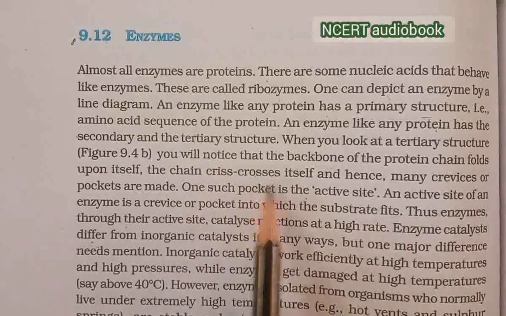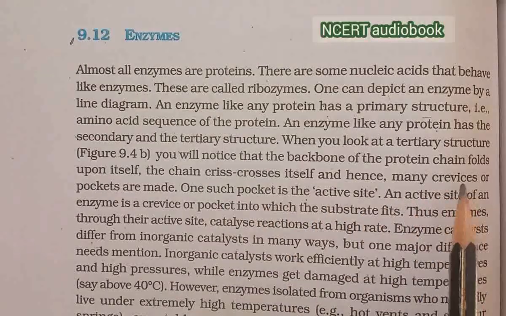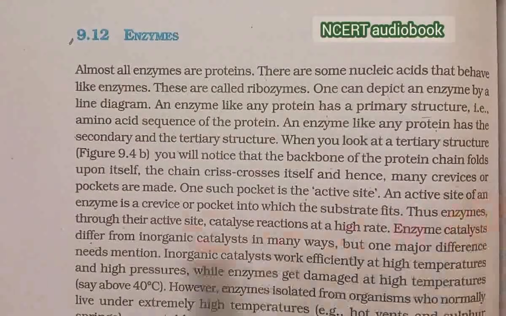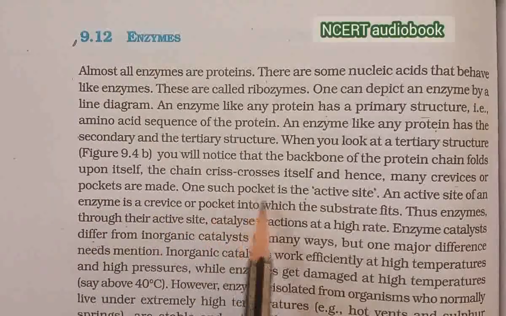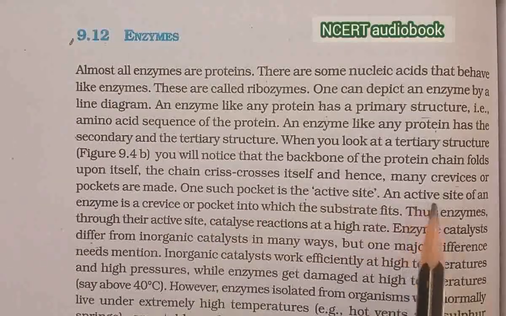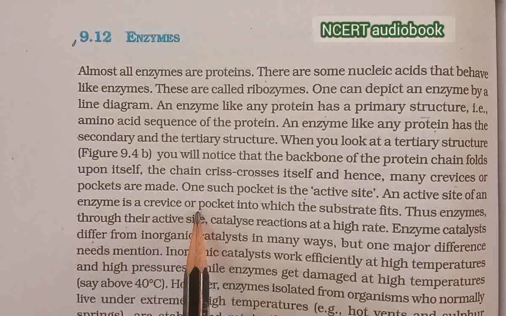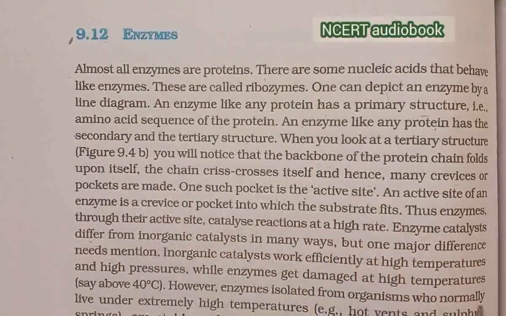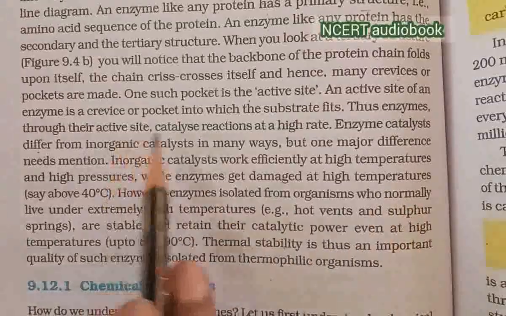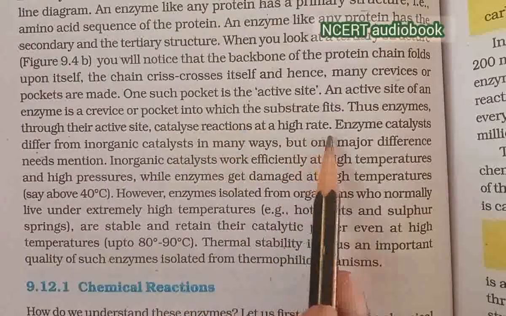The chain crisscrosses itself and hence many crevices or pockets are made. One such pocket is the active site. An active site of the enzyme is a crevice or pocket into which the substrate fits. The enzymes, through their active sites, catalyze reactions at a high rate.